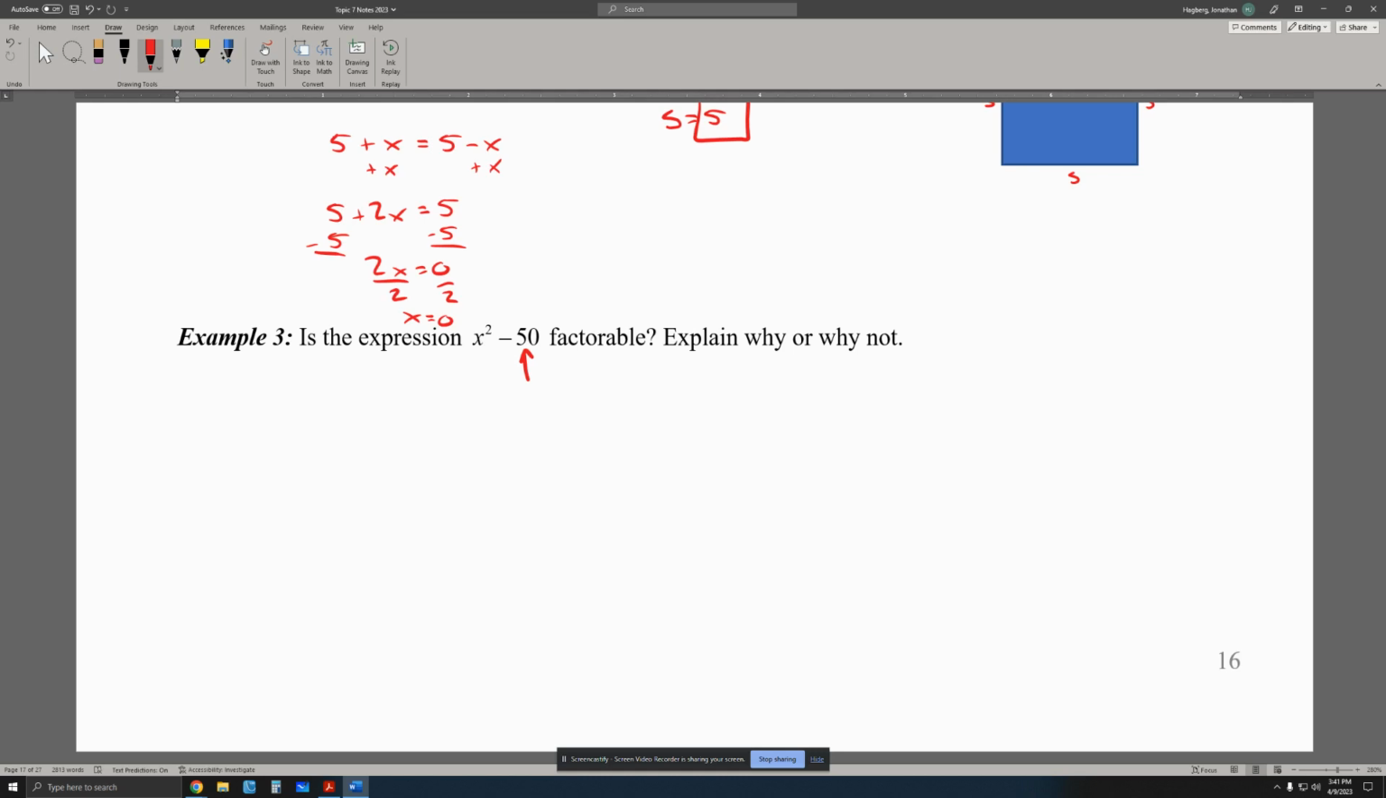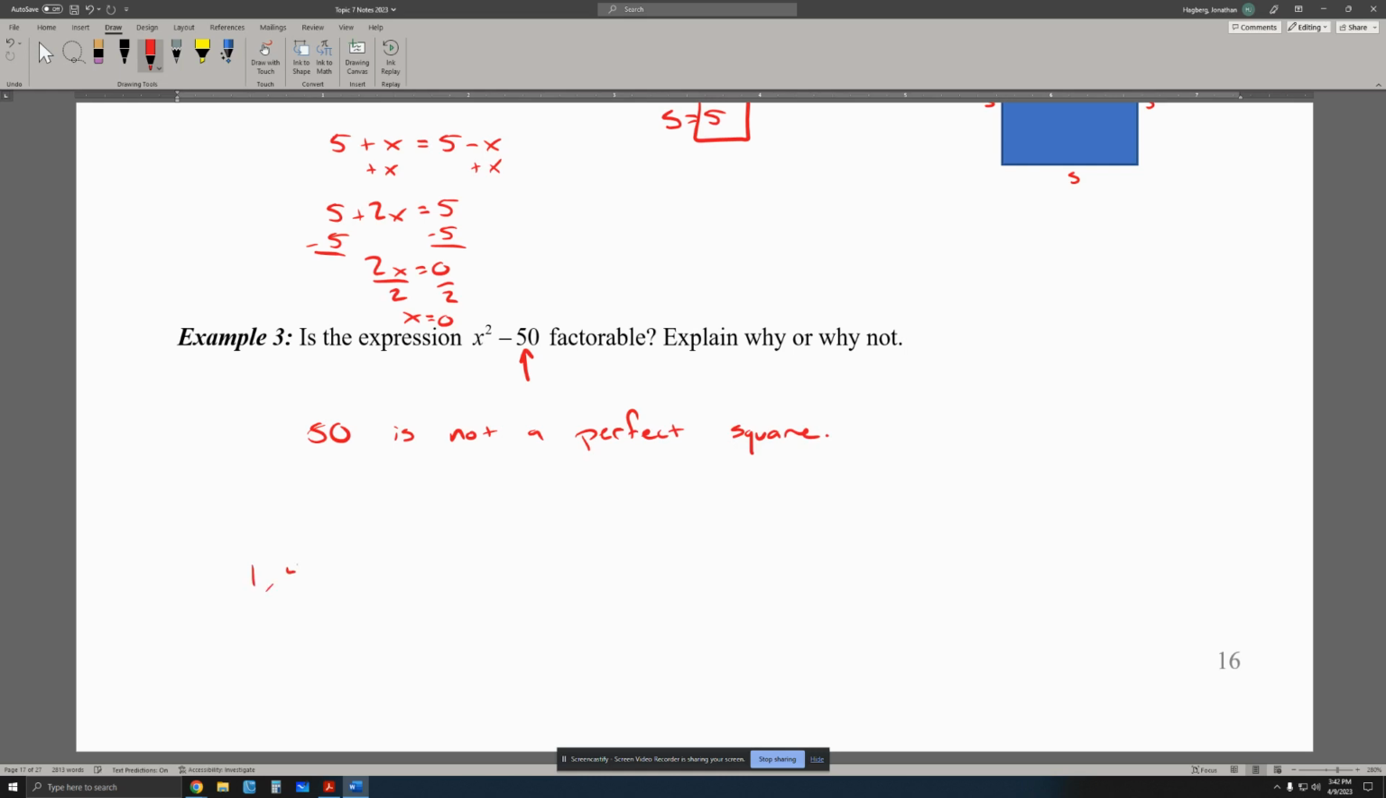The reason why not has to do with that 50. 50 is not a perfect square. If it was a perfect square, then we could use the difference of squares factorization to factor this. So think about just those examples of perfect squares.